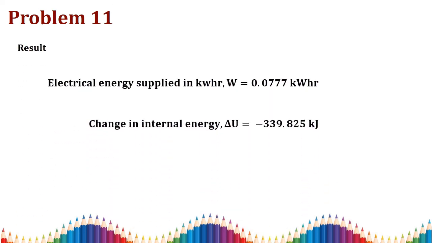So as a result, the electrical energy supplied is 0.0777 kilowatt hour. Then the change in internal energy, delta U, is equal to minus 339.825 kilojoule. This negative sign indicates there is a decrease in the internal energy.